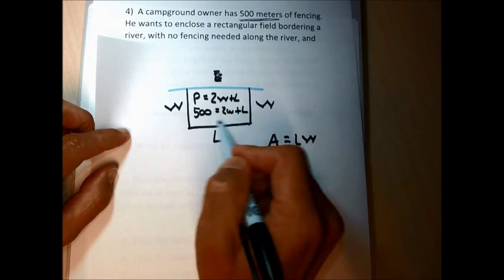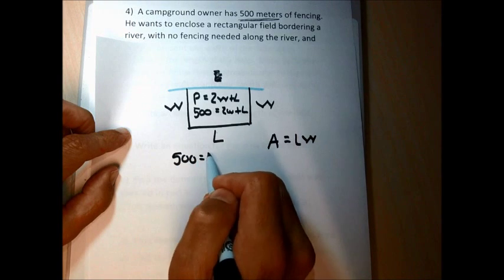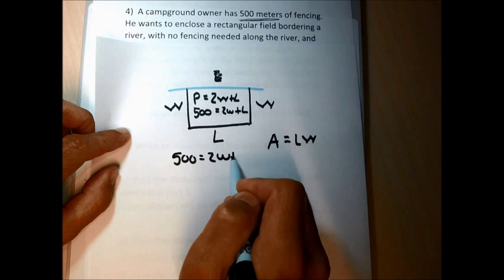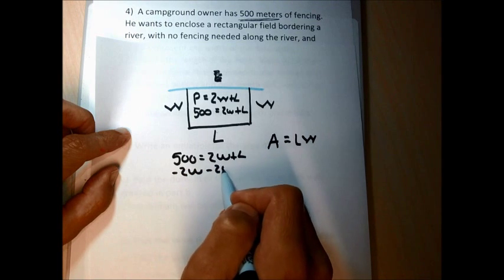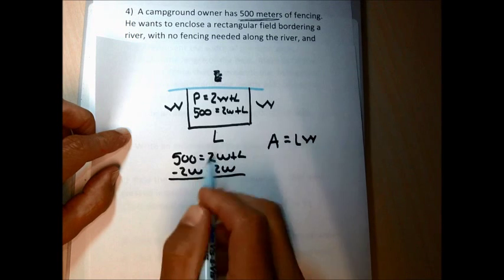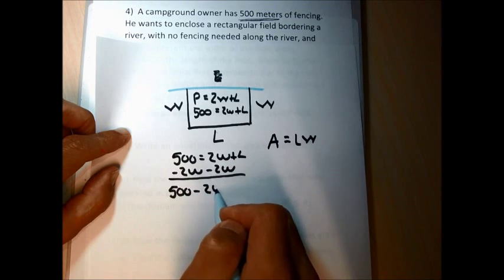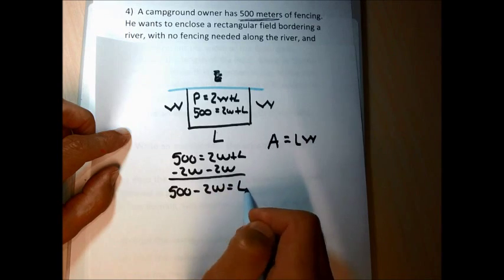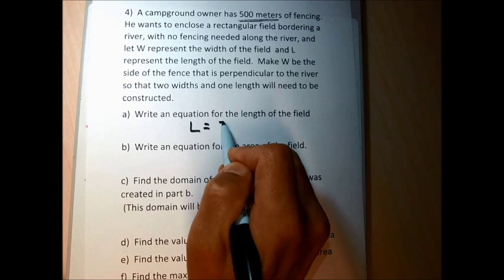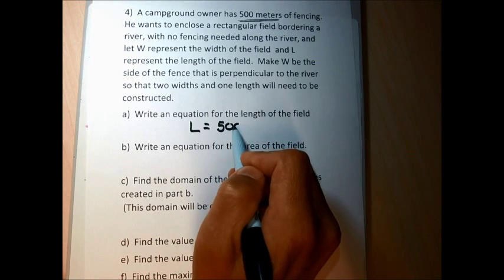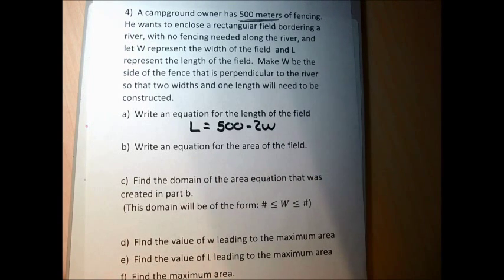I'm just going to take this 500 equals 2W plus L, and I'm going to minus 2W from both sides and get an equation that's solved for L. So I'm going to write 500 minus 2W equals L, and that's going to be my answer for part A. The length written in terms of W is 500 minus 2W.